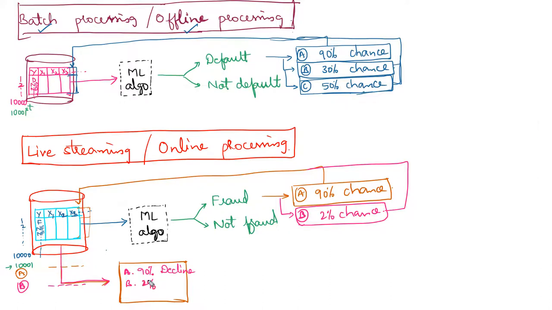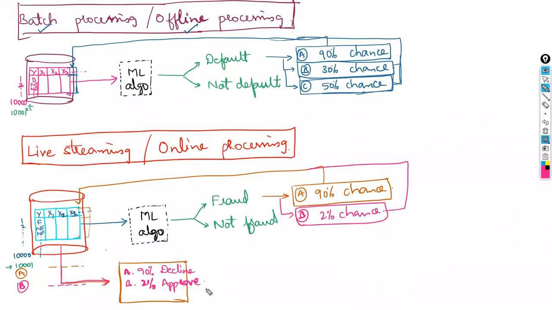If it says there is a 2% chance that the transaction performed by customer B is fraudulent, then you would say, okay, let me approve. Why worry about this? There is hardly any percentage or probability that it is fraud. So let me approve this transaction.